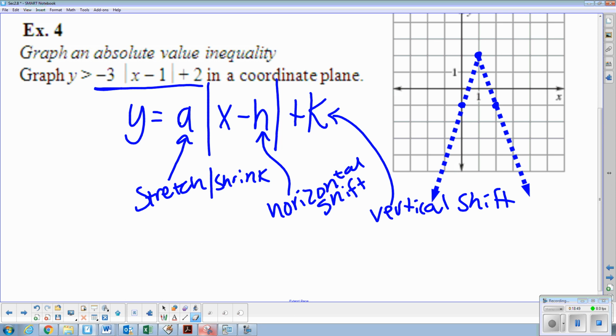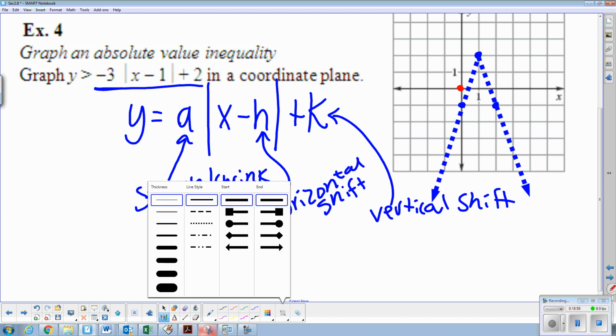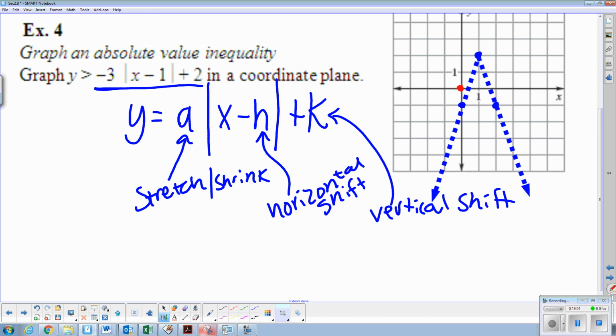So now we're going to pick any point. It doesn't matter which one we do. Again, (0, 0) is a pretty easy point, and since it's not on our boundary line, we can choose that. So we're going to see if that is a solution. If it is a solution, then every part of that half plane is going to be shaded, and if it's not a solution, then the other part of the half plane is going to be shaded. So we're going to substitute in 0 for y. Is 0 greater than -3 times the absolute value of 0 minus 1 plus 2?